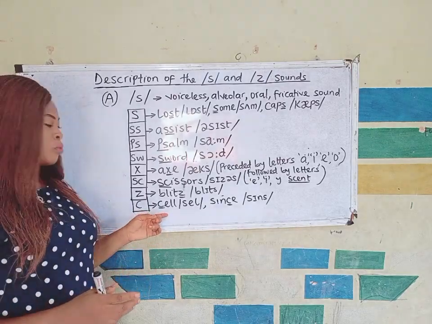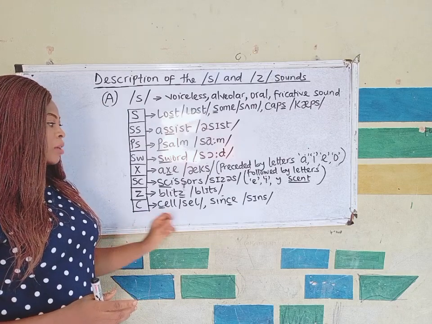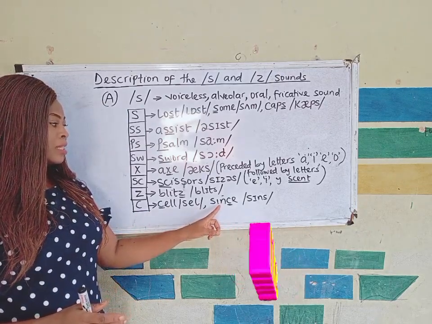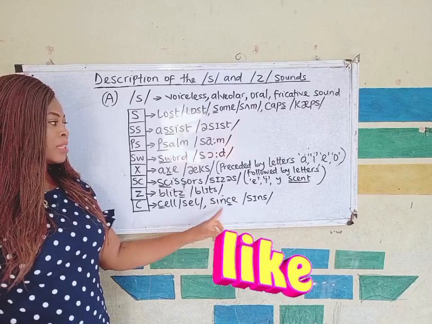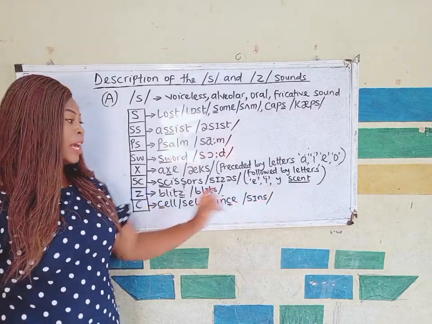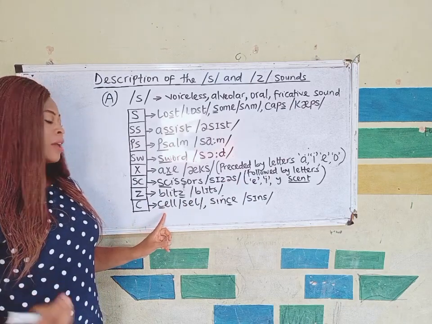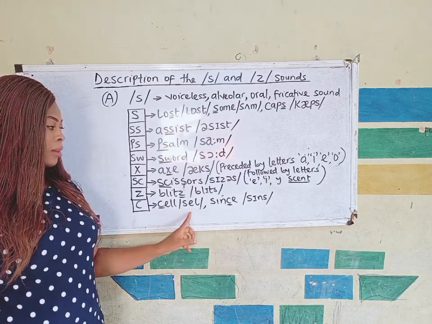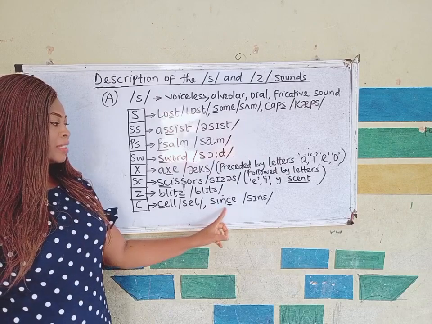Now look at this environment. We have C followed by letter E, and then followed by what? Letter E sound, that is I. So when it is followed by letters E, I, Y, it is produced as S. For example, we have cell and sense.